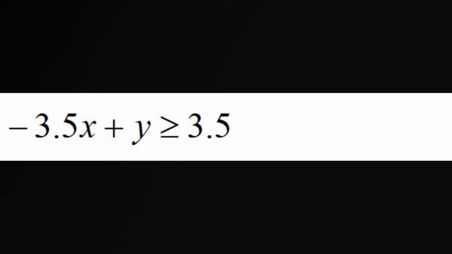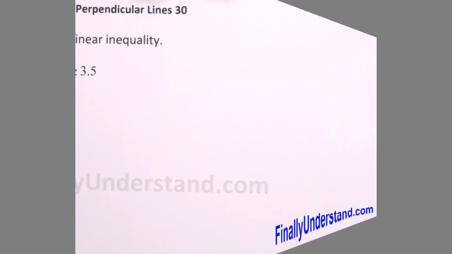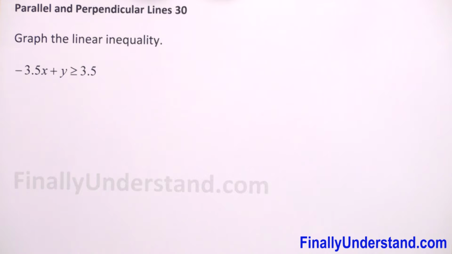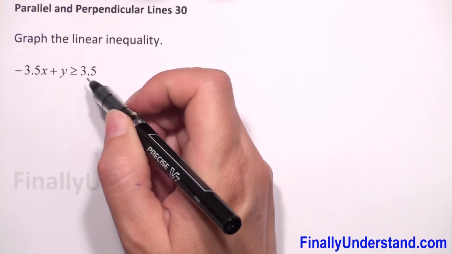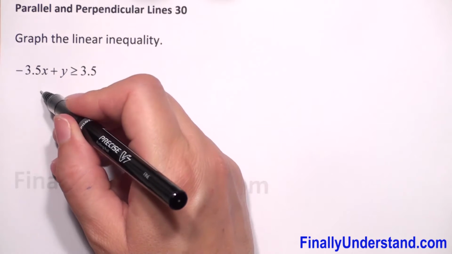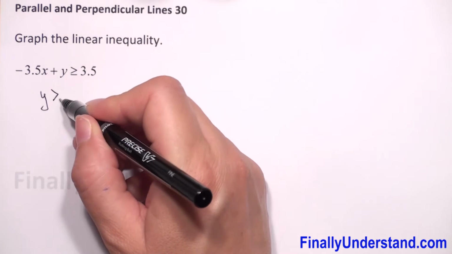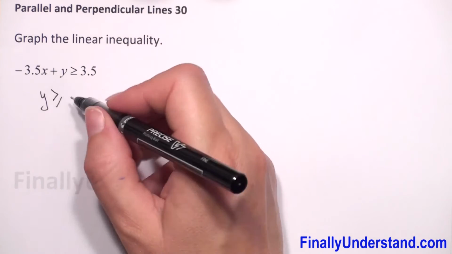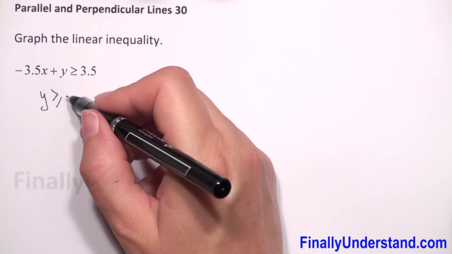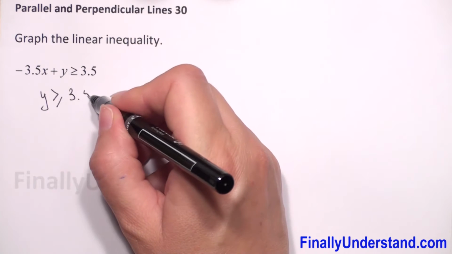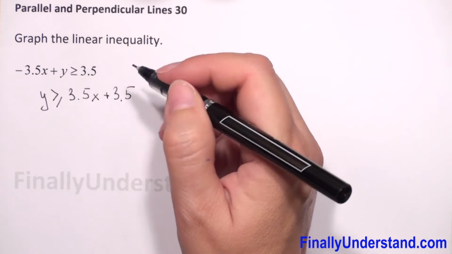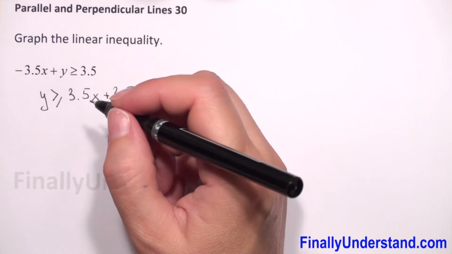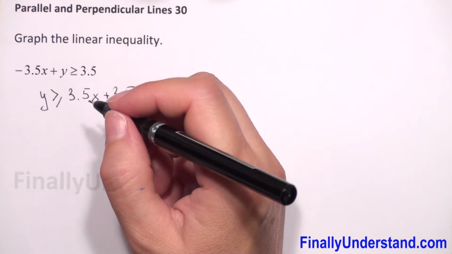We have to graph a linear inequality. First, we will rewrite our inequality in slope-intercept form. It means I have to move everything to the right side. Only y will be on the left, is greater than or equals, and negative we have, so will be now positive 3.5x plus 3.5.